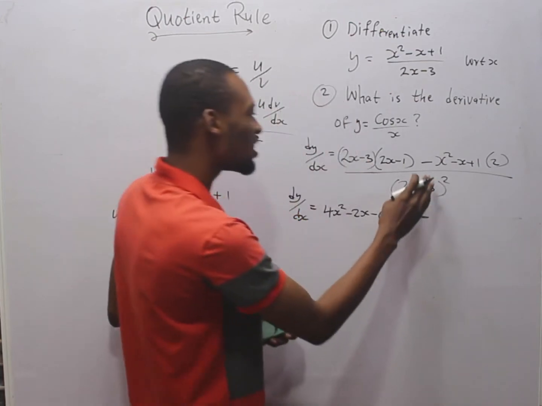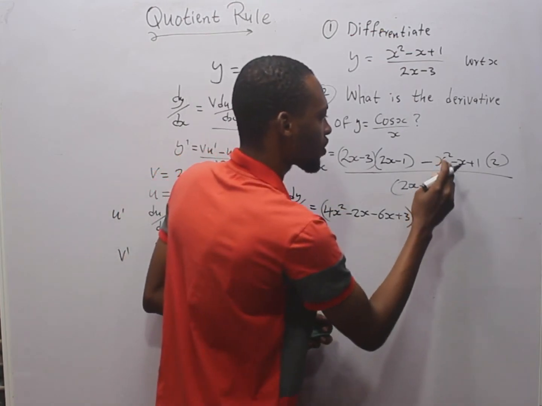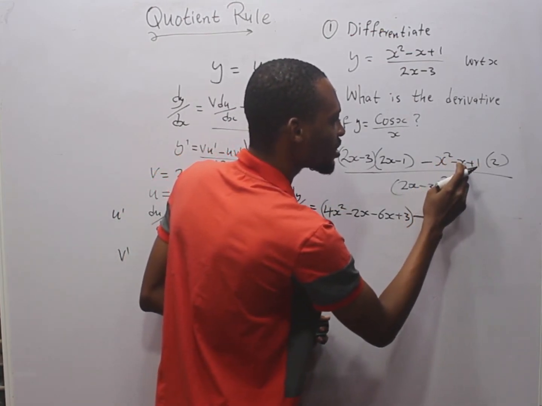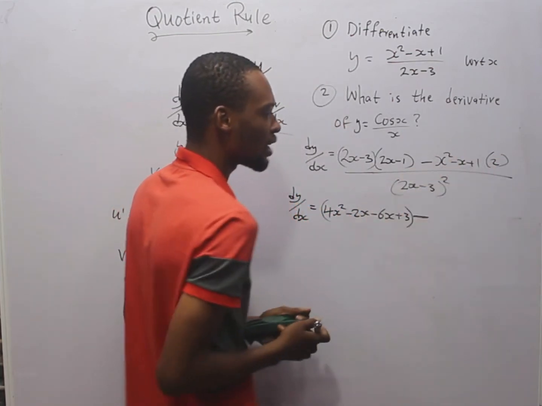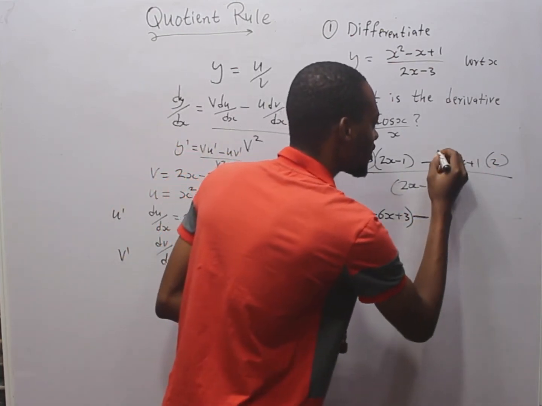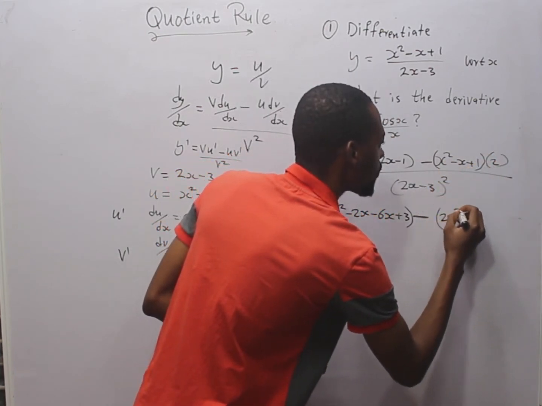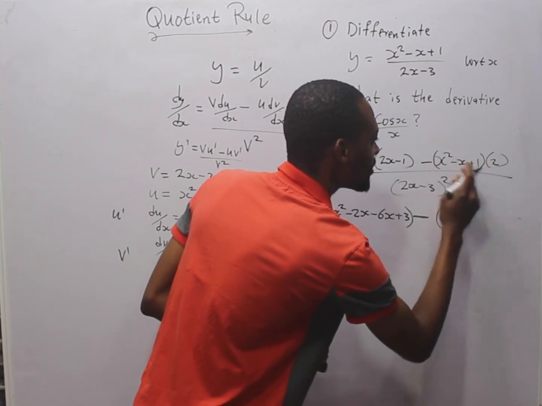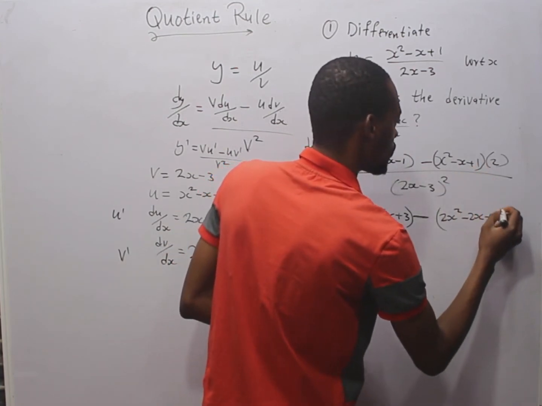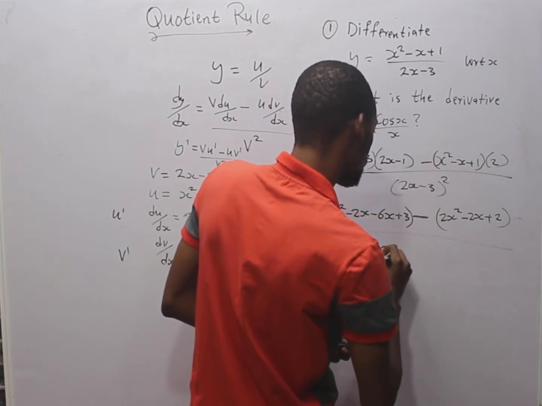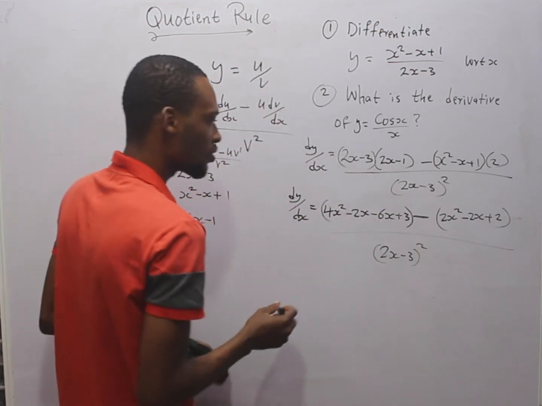Minus. Now look at this minus. This is the main minus separating them, so we can put this in the bracket. s squared minus s plus 1 times 2 is the same thing as using 2 to multiply throughout. So we have a bracket: 2 times s squared is 2s squared, minus 2 times s is 2s, plus 2 times 1 is 2, all over 2s minus 3 squared. Let's simplify.